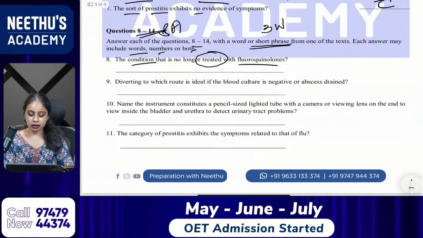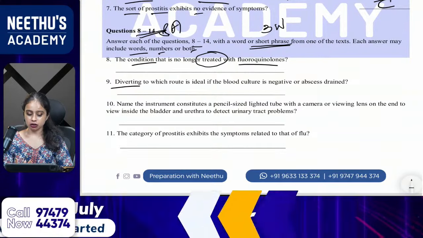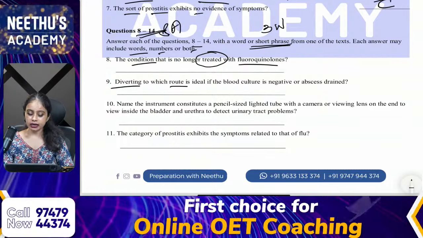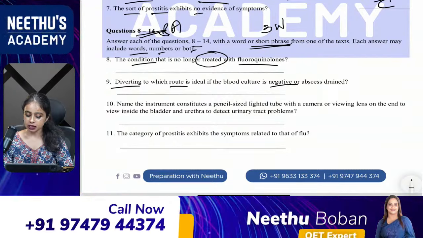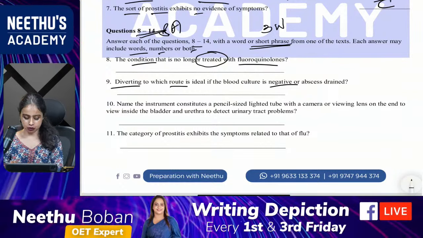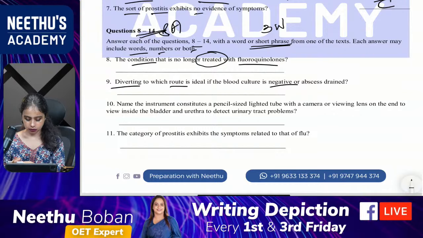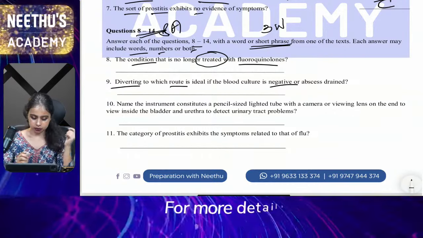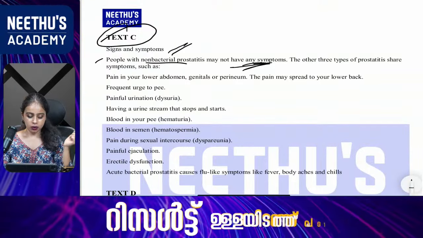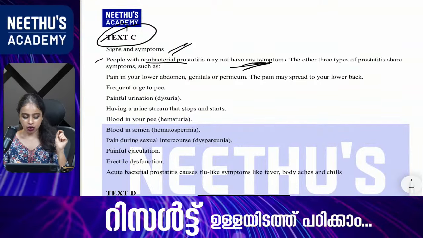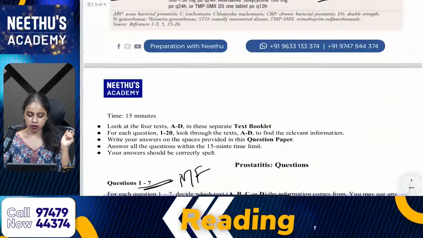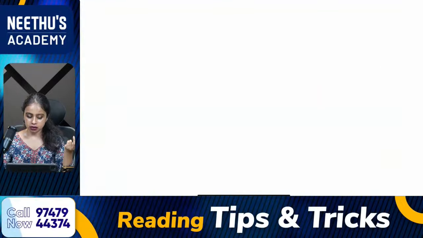9th one, switching to which route, which procedure, is ideal if the blood culture is negative or abscess drained. Switching to a particular procedure. So what is the procedure mentioned? Okay, is that IV switch or oral? Switching to which procedure? Again, it is a treatment method.